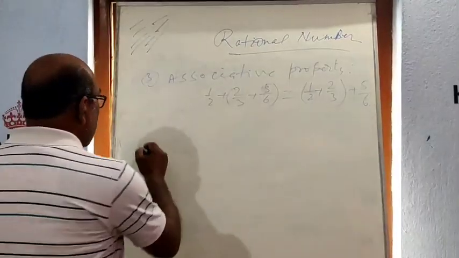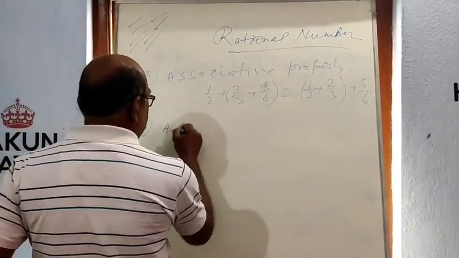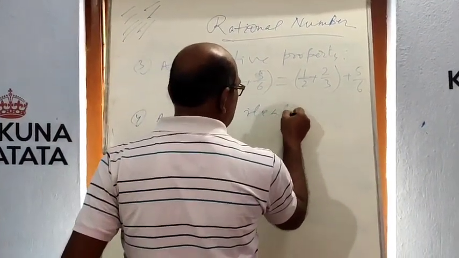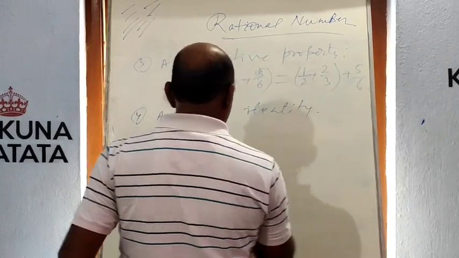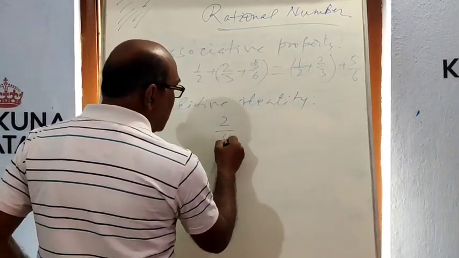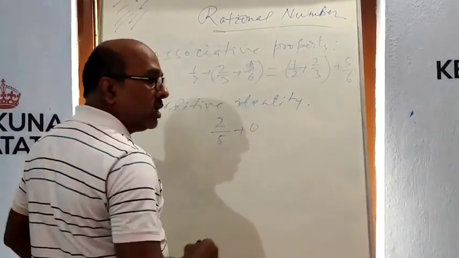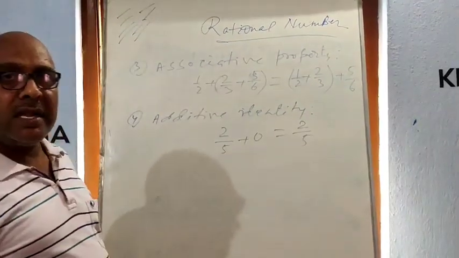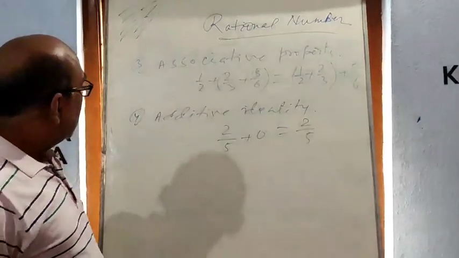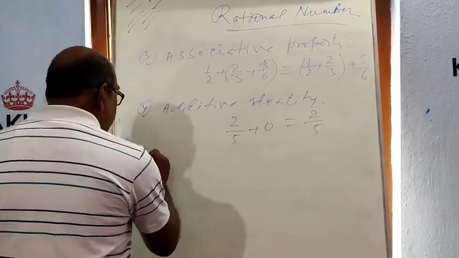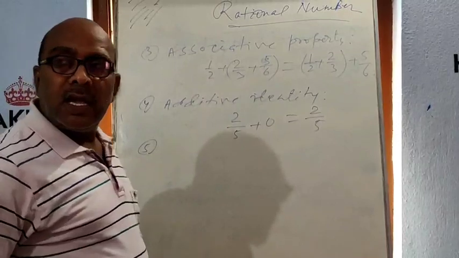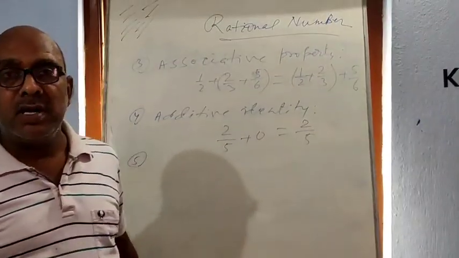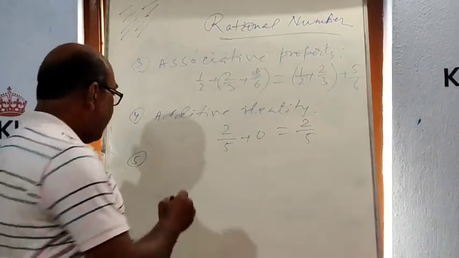Next one, fourth, additive identity. Additive identity means when 0 is added to any rational number we will get the same number. For example, when 0 is added to 2 by 5, we get the same number 2 by 5. This is called additive identity. Next one is additive inverse. Additive inverse of a rational number is the negative of this number.